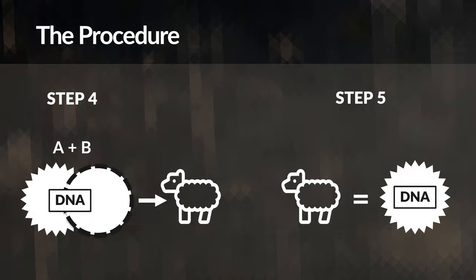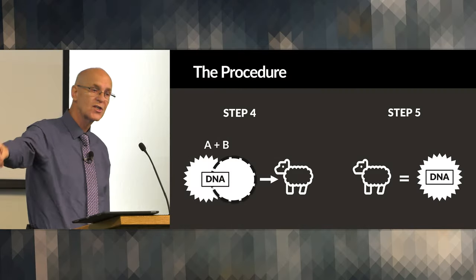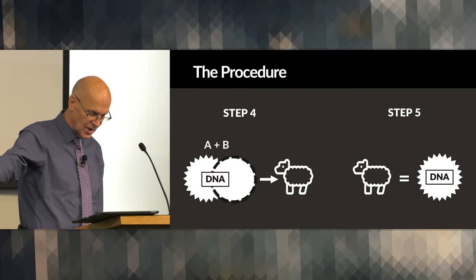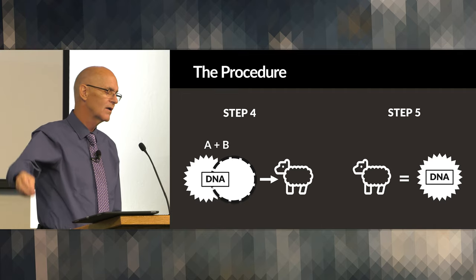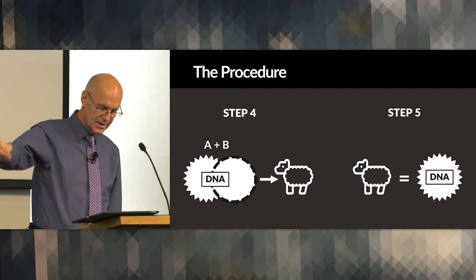Step number five and six. The last stage was to implant that fused cell, the code cell and the receiver cell fused together, in a third animal for a gestation period. So when the animal was born, anybody remember the name of that animal? Dolly, hello Dolly, yes Dolly.